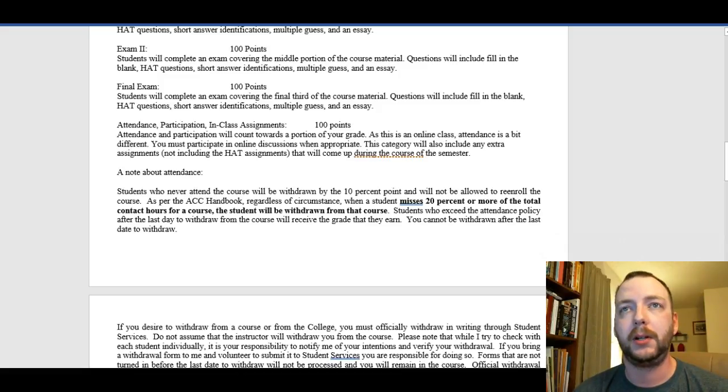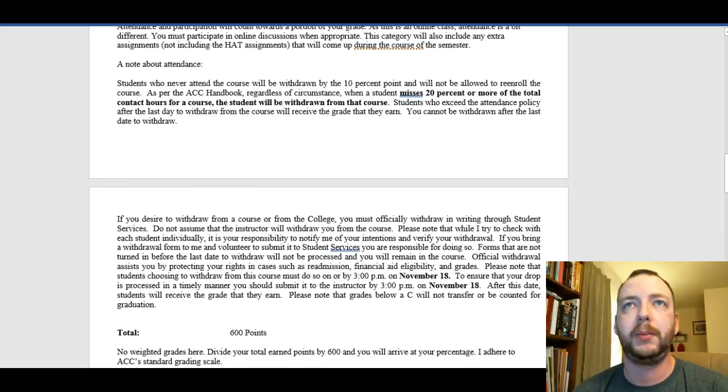This category, though, includes any extra assignments, not including the hack assignments that come up during the course of the semester. So let me just say a note about attendance here. Students who never attend the course will be withdrawn by the 10% point and not be allowed to re-enroll in the course. It's a little bit different for online classes.